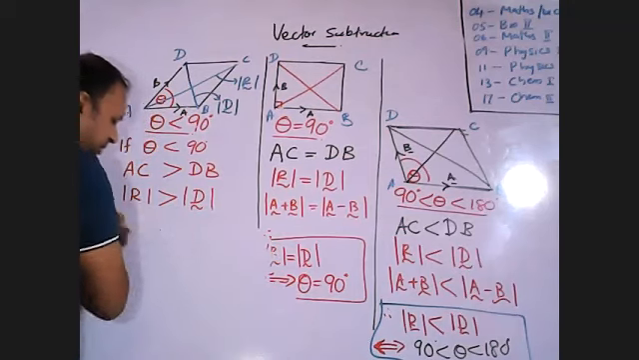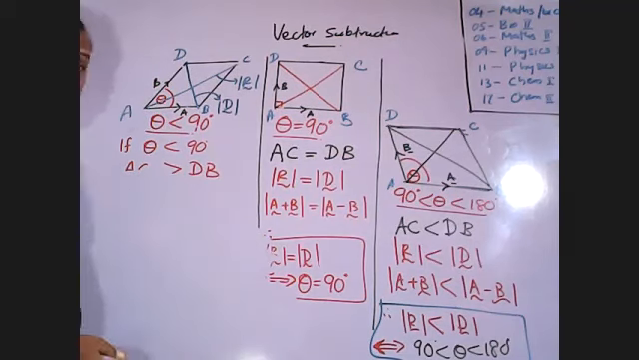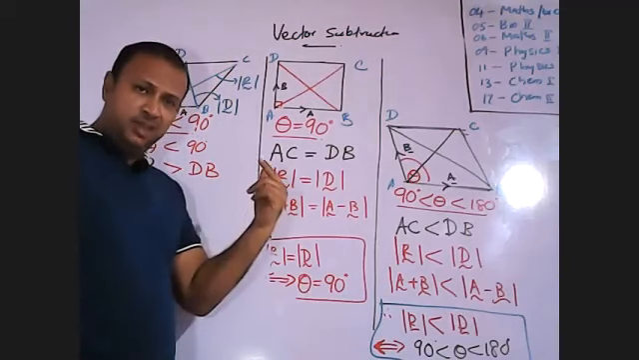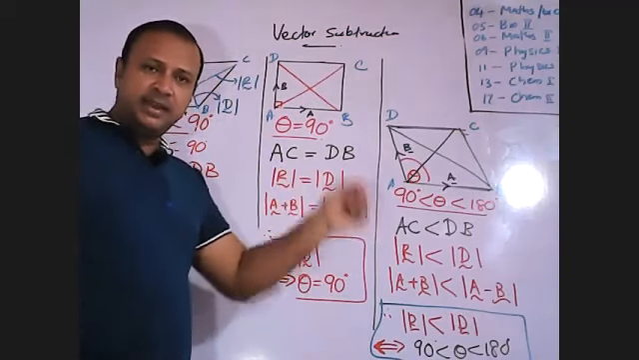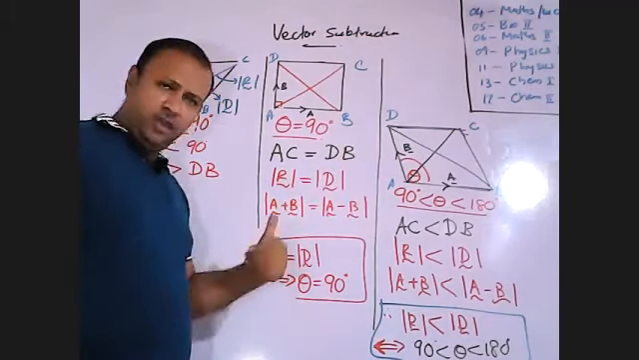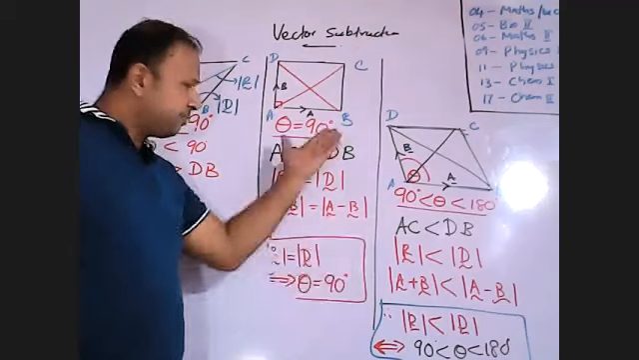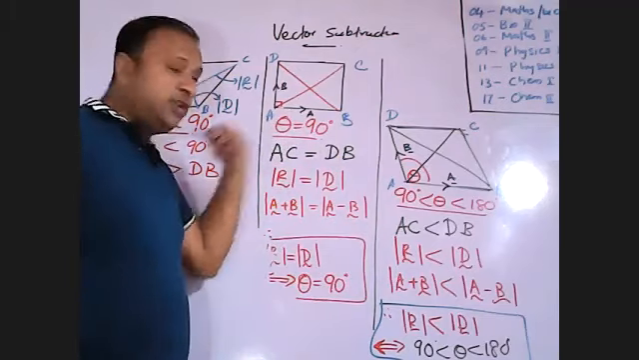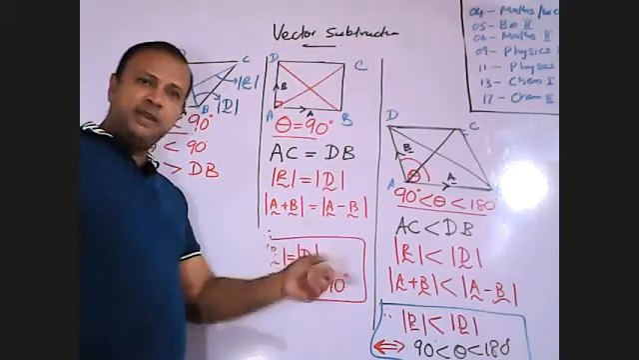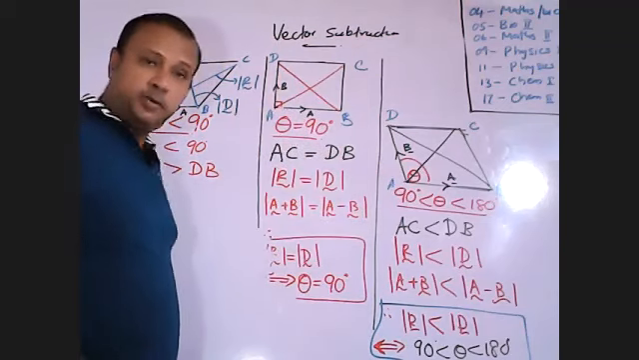This is the first relationship. Therefore, under the first special feature, we have discussed three stages. What are those? If A plus B is greater than A minus B, that means theta should be an acute angle. If A plus B is equal to A minus B, that means the angle between two vectors should be 90 degrees. Then if A plus B is smaller than A minus B, that means this angle should be an obtuse angle.